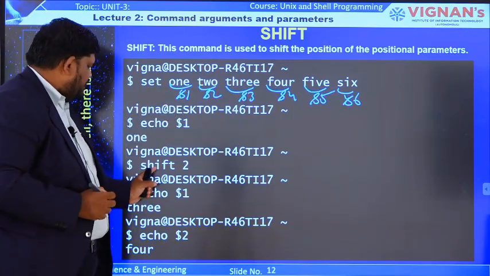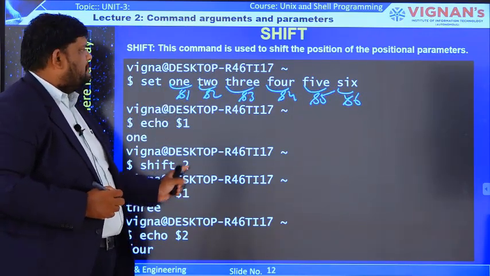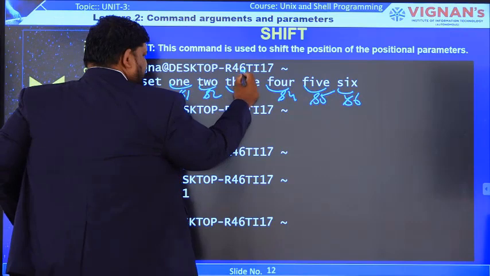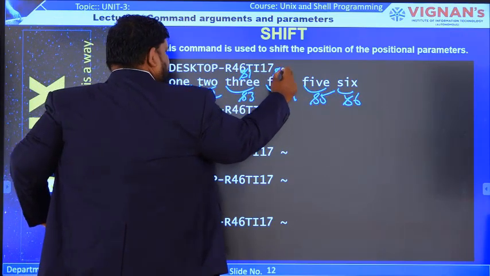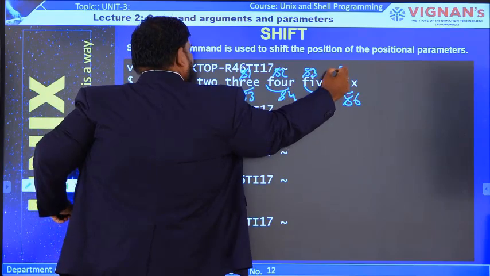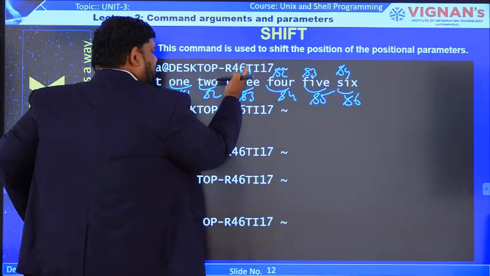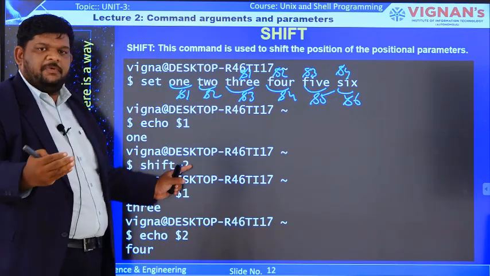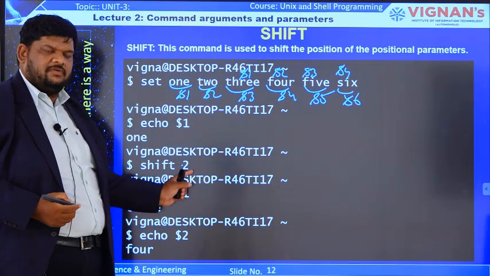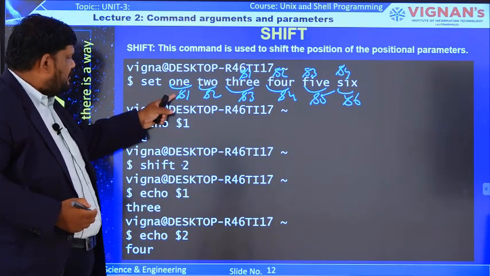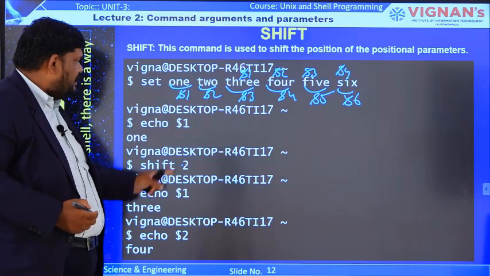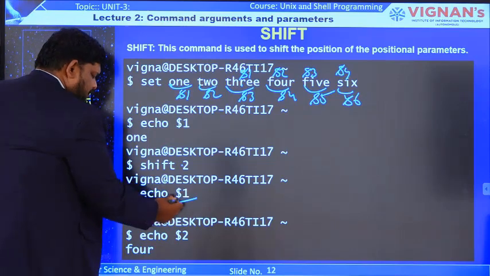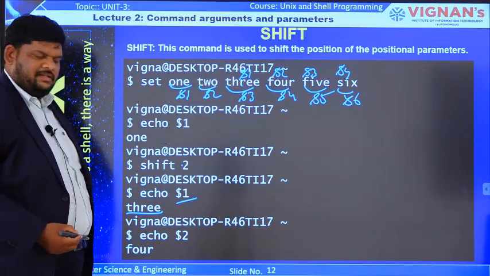Now let us check what happens after the execution of shift 2. It will shift two positions of the positional parameters. Now $1 will start from here, after that $2, after that $3, after that $4. Why is $1 pointing to this argument? Because we are shifting two positions of the positional parameters with the help of shift 2. Previously $1 held argument 1, now $1 holds argument 3. Let us check: if you print echo $1, the output is 3.